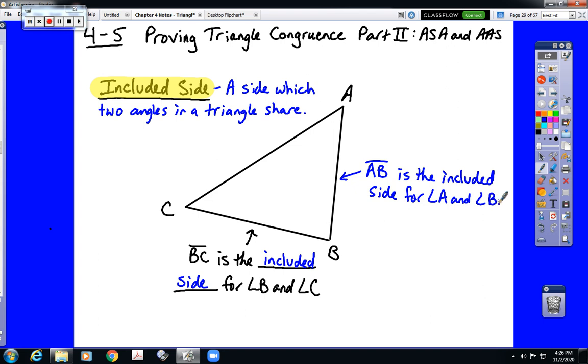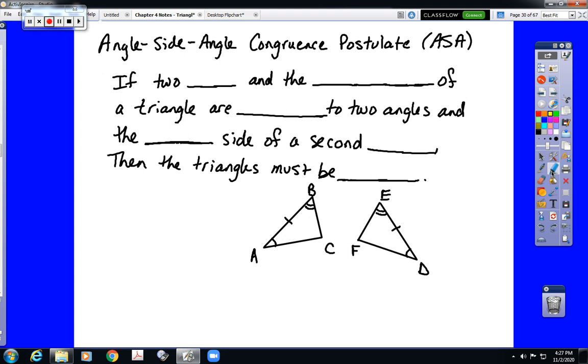Okay, so whichever two angles we're talking about, the included side would be the side between those two angles as we go around the outside of the triangle. It's the side that those two angles have in common. So depending on which two angles we're talking about, any of the three sides could be considered the included side. Which leads us into our third congruence postulate. We had two in section 4-4, the side-side-side postulate and the side-angle-side postulate. So here we have the angle-side-angle congruence postulate, or ASA.